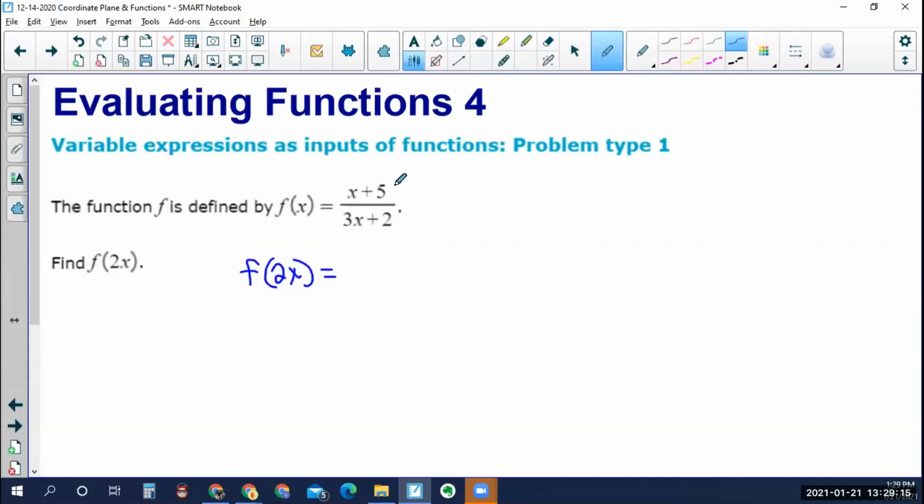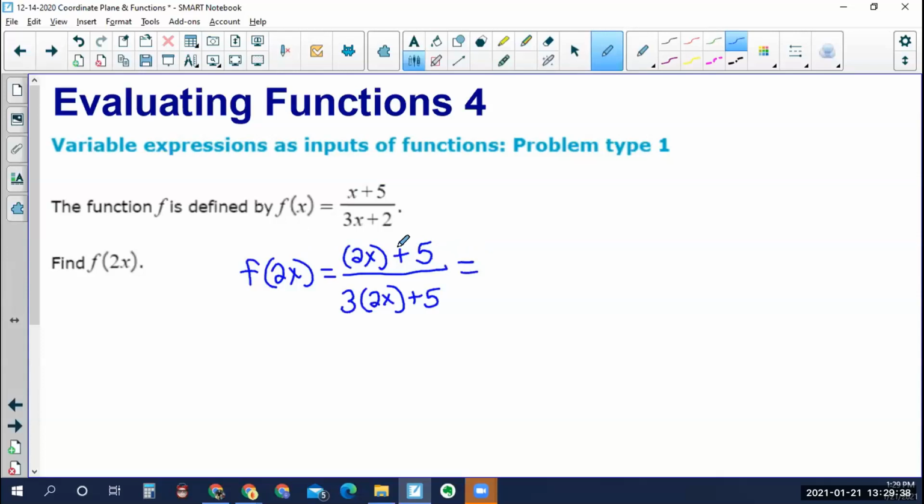So on top, I have an x plus 5. That's going to turn into a parentheses 2x plus 5. Go ahead and draw my fraction bar. And then I have 3x plus 2. So I'm going to write my 3 and replace the x with parentheses 2x plus 5.